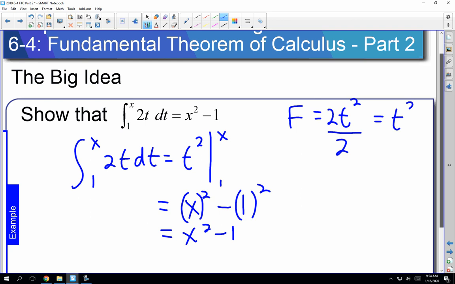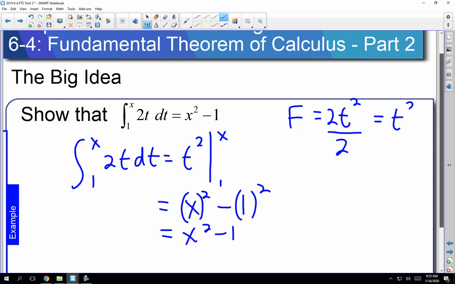What would happen if I change the bottom to 2? What would change? If I change this to 2, x squared minus 4, right? If I change it to a 3, it'd be x squared minus 9. So anything that changes is the constant. We talked about that before, right? So changing this bottom part just shifts the function up or down.